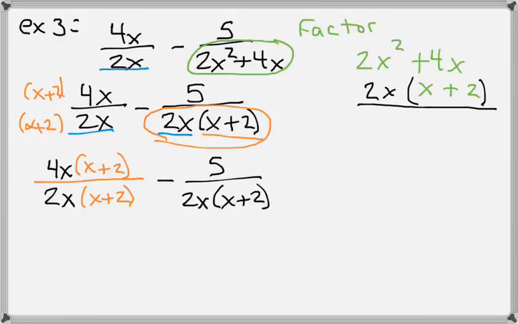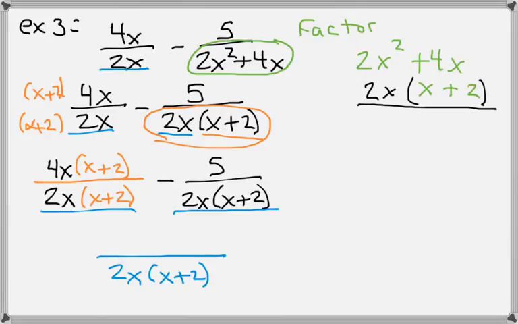Now if we look at this, we now have a common denominator. So from here, that denominator is going to stay. We're going to use that as our denominator. We have a 2x and an x plus 2. And now we're going to go ahead and subtract our numerators. So I'm going to take all of this guy and write him down. So a 4x times an x plus 2. And I'm going to subtract this 5.